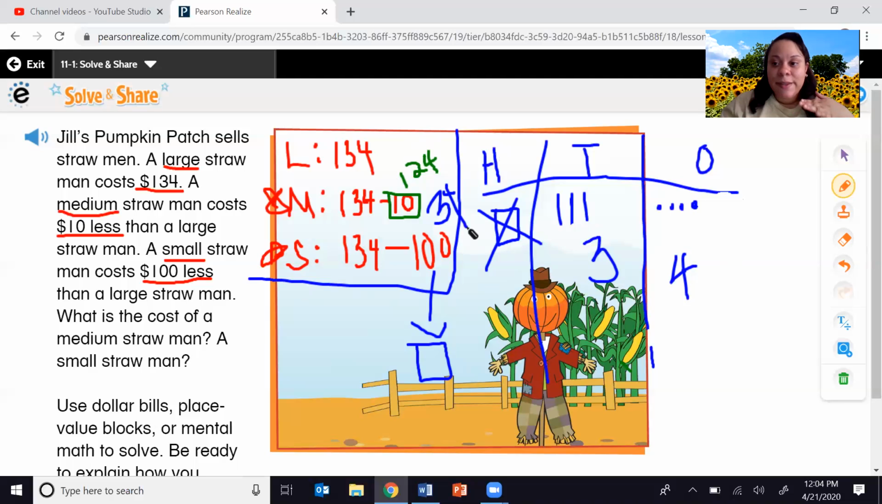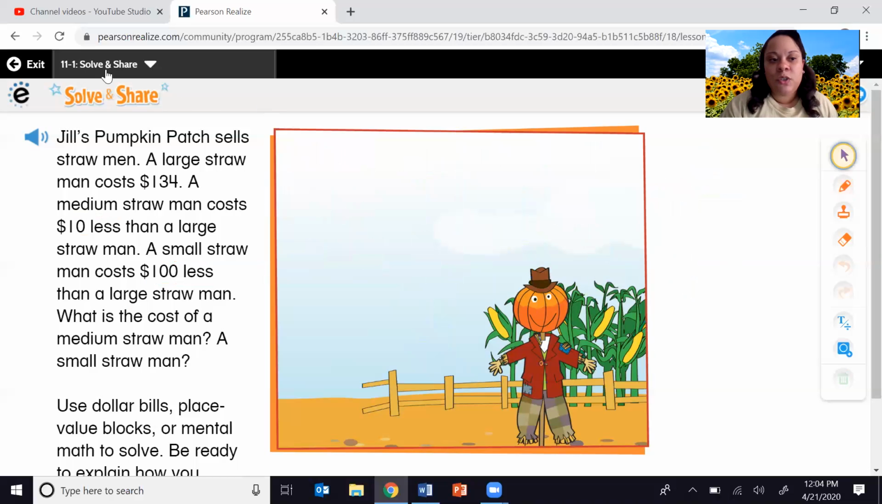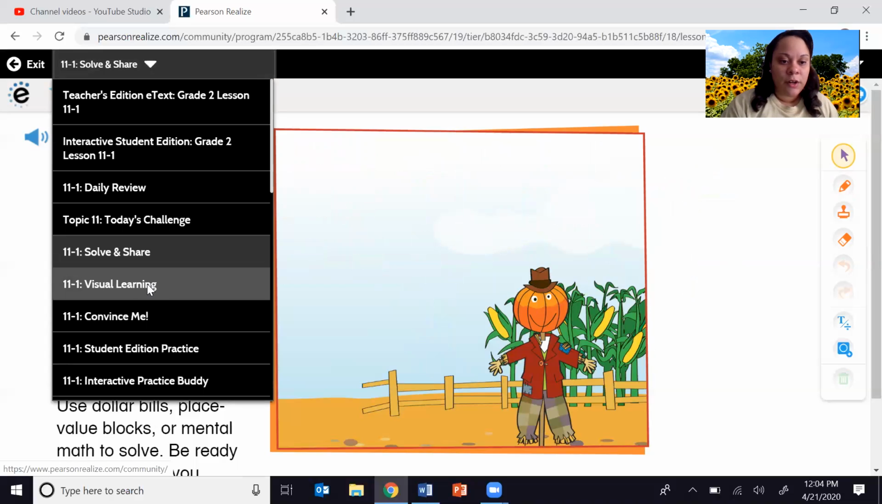Good. If you have any questions about the solve and share, guys, just send me a quick message on Class Dojo. But at the end of this lesson, you should understand it more because this is what we're going to be learning about today. All right, so let's get started. Let's go ahead and move on to the visual learning for today.